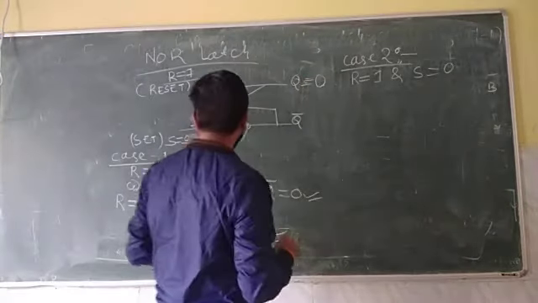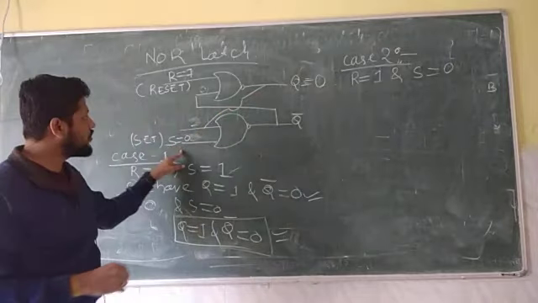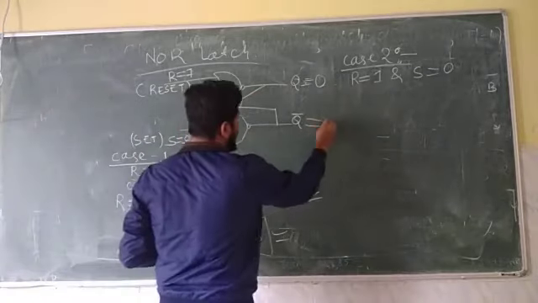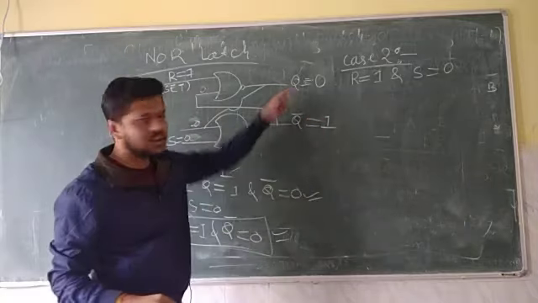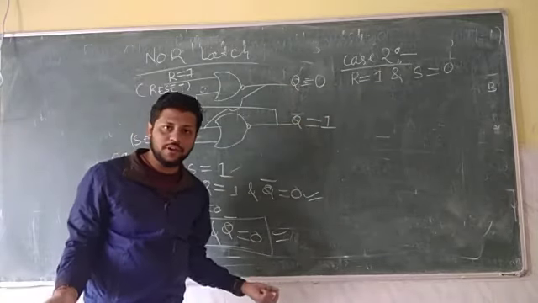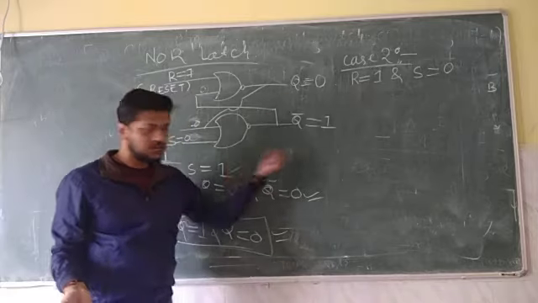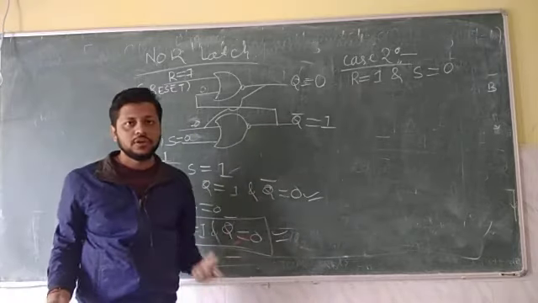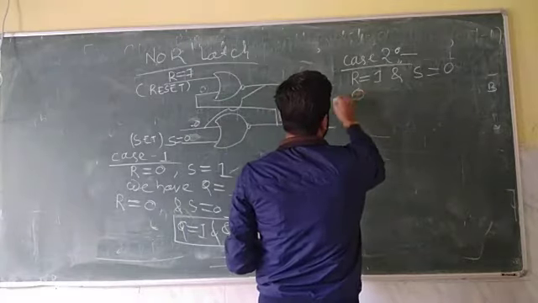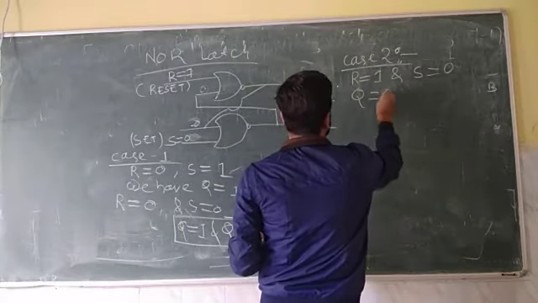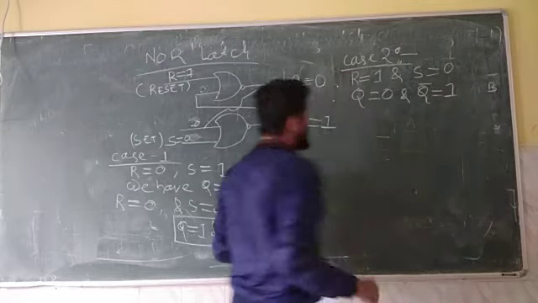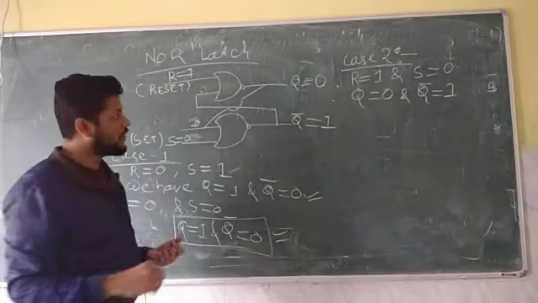The output will be 0 and this 0 is coming and here S is equal to 0. Here this is 0 and this is 0. So output will be Q bar is equal to 1 and this condition is satisfied. Q is equal to 0. Obviously we will get Q complement is equal to 1 and this gate will be able to produce that. So there is no problem at all. Hence Q is equal to 0 in this case and Q bar is equal to 1. So remember this condition, Q is equal to 0 and Q bar is equal to 1.